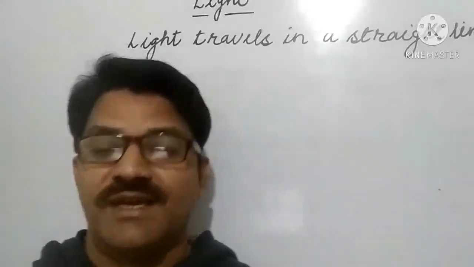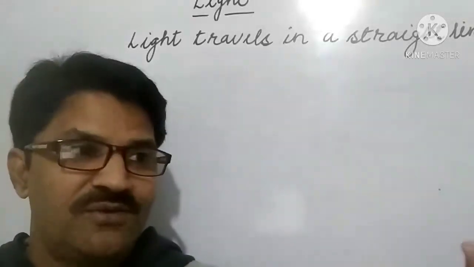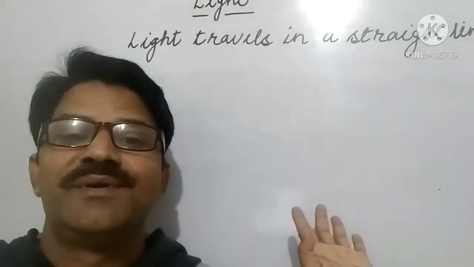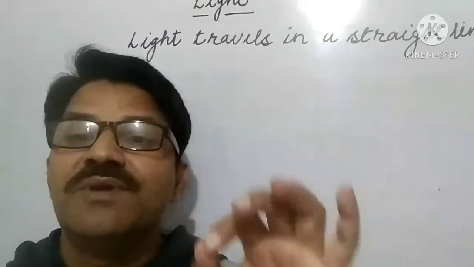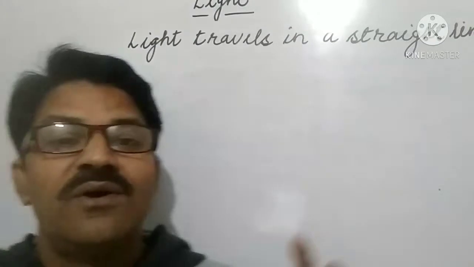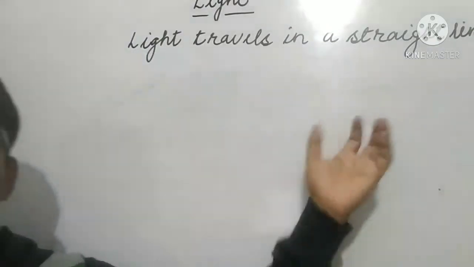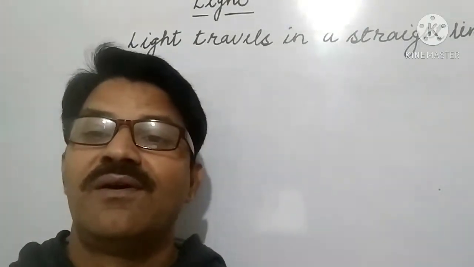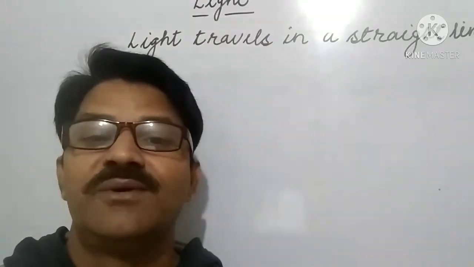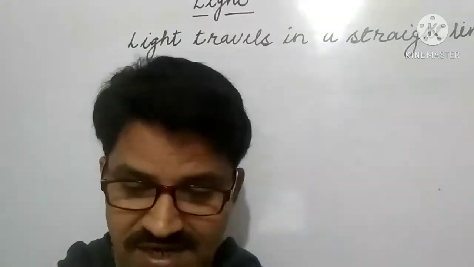An opaque object: if we are taking a transparent object, shadow will not form. The opaque object must be taken. Third is a screen. This is the screen. If there is no screen, how will you get your shadow? So there are three things needed.